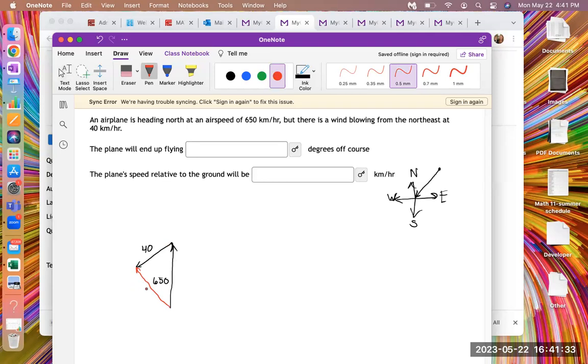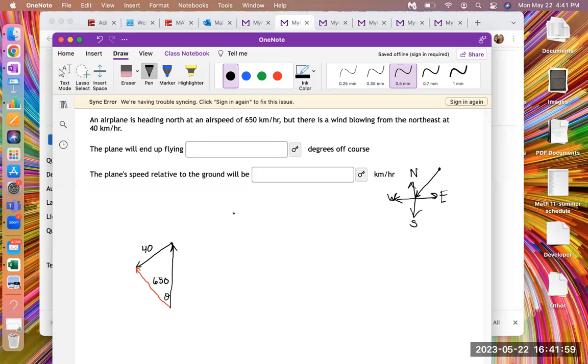So you find the magnitude of that vector, then that will be the ultimate speed that the plane will fly. And also the other thing we want to find is this angle, because it was going straight north, and now it's going along the red line. So we want to find the angle between where it was going and where it now is going. We want to find that angle theta.